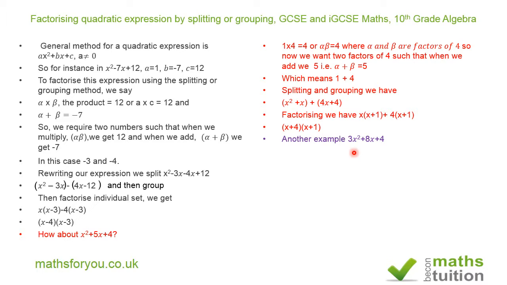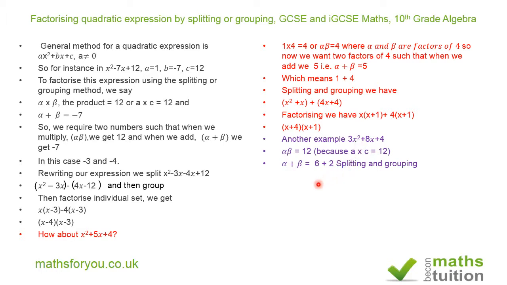Another example. This time around, we've got 3x squared plus 8x plus 4. When I multiply the coefficient of x squared and the constant term of 4, I get 12. Now, I want two numbers such that when I multiply, I get 12, and when I add, I get 8. The numbers that come to mind are 6 and 2, because 6 plus 2 will give me 8, and 6 times 2 will give me 12.